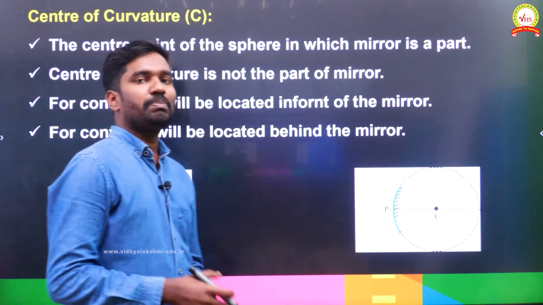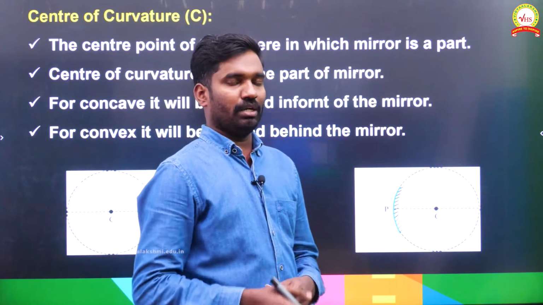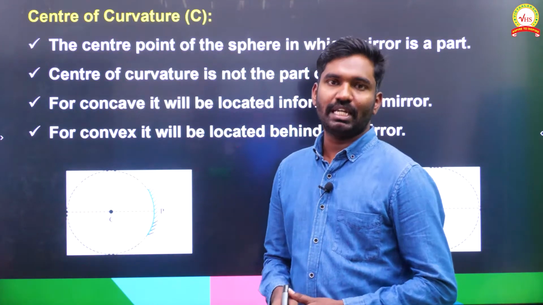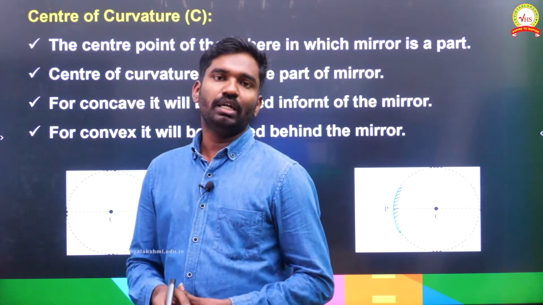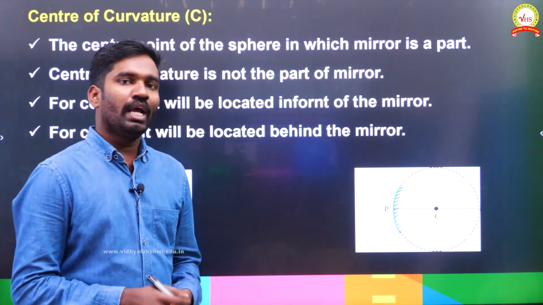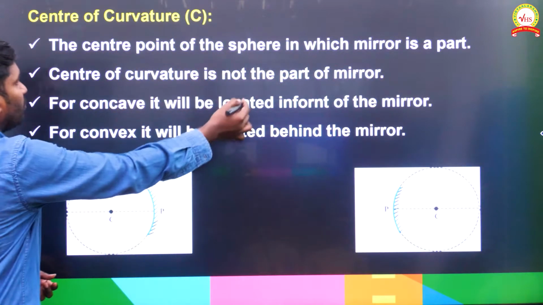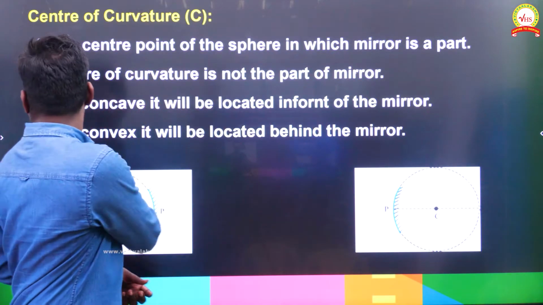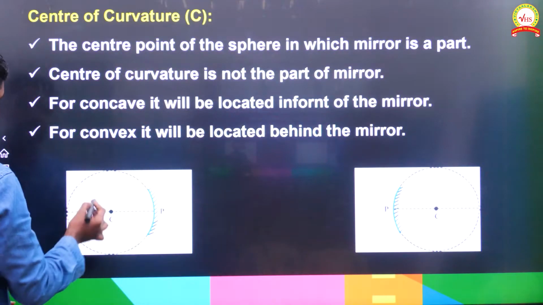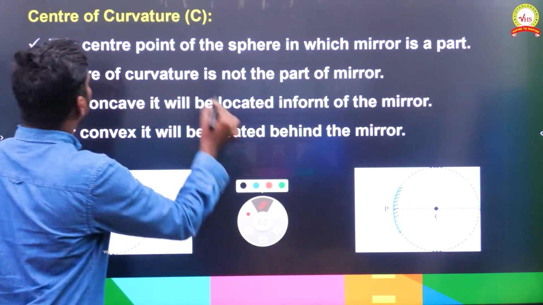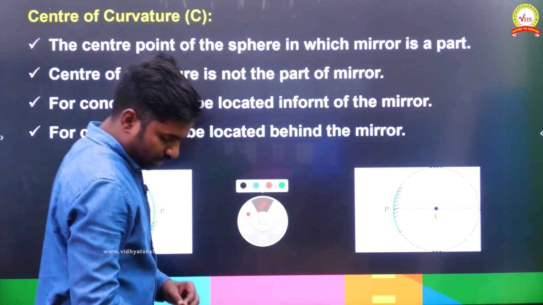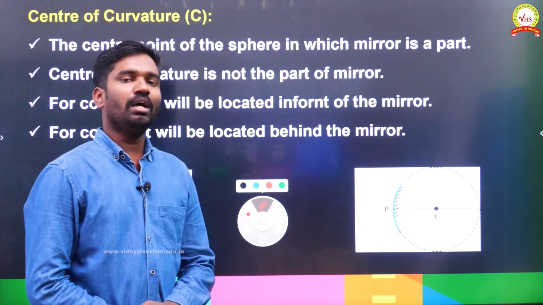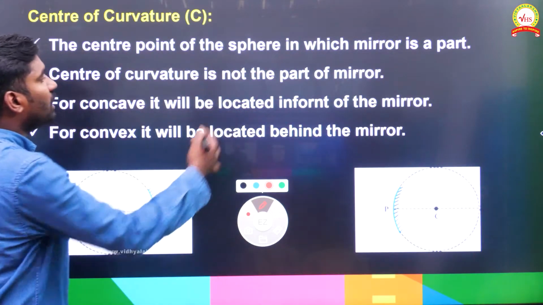The next term you are having is the center of curvature. We know that the spherical mirror is made from a sphere, right? For that sphere, one center point will be there. What is the name of that center point? The center point of the sphere is called the center of curvature. We know that the mirror has been made from it. So the center of curvature is defined as the center point of the sphere of which the mirror is a part.